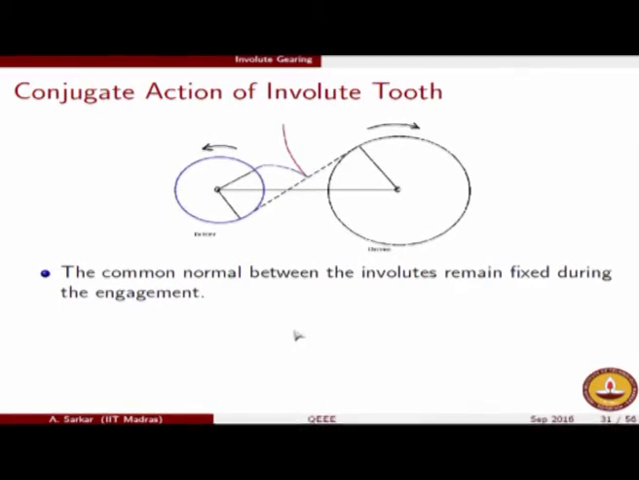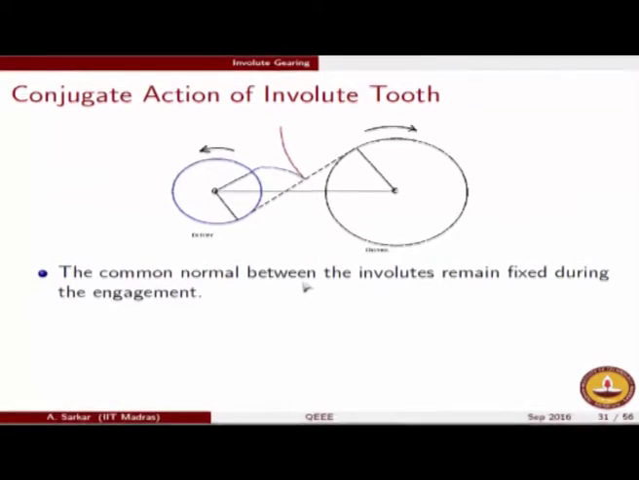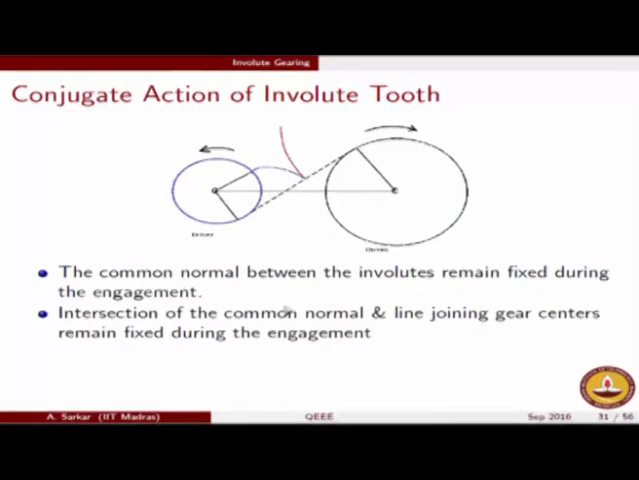So if you recall, this is exactly what was shown in the Wikipedia animation. The common normal between the two engaging gear teeth has not changed during the course of engagement. So this is why we now see it in a geometric fashion, that the common normal between the involutes will remain fixed during the engagement, and if the common normal remains fixed, the intersection of the common normal with the line joining the gear centers will also remain fixed, but that by definition is the pitch point.